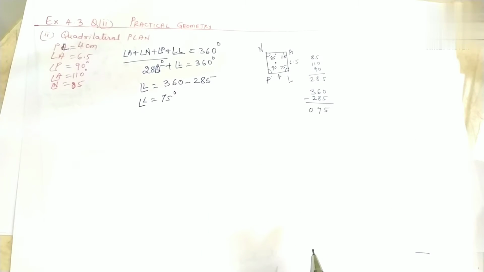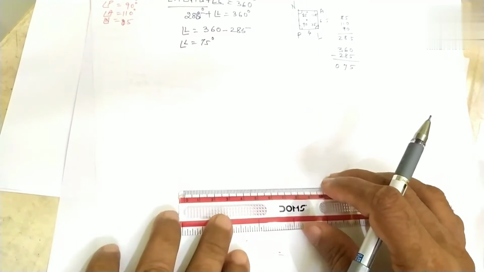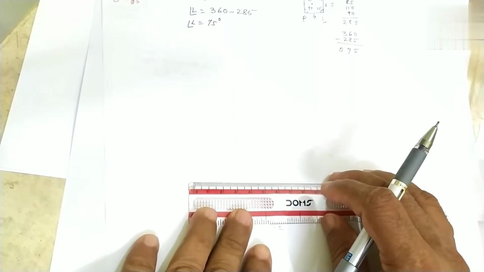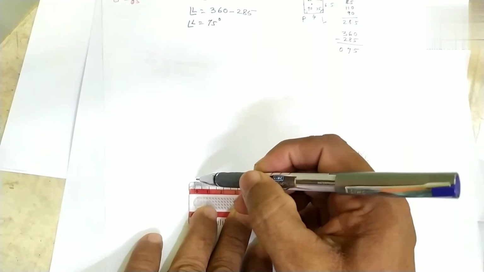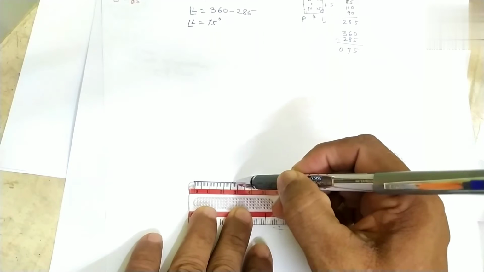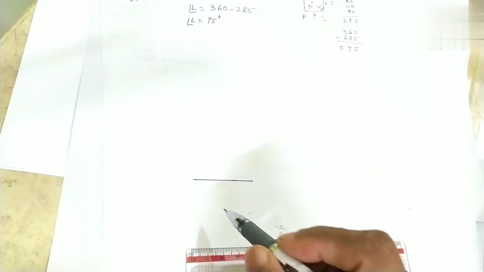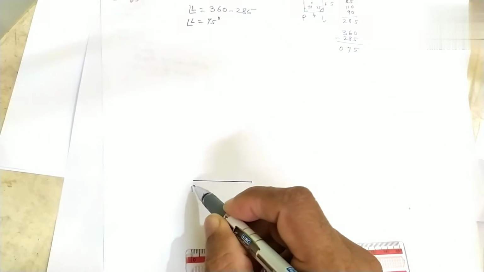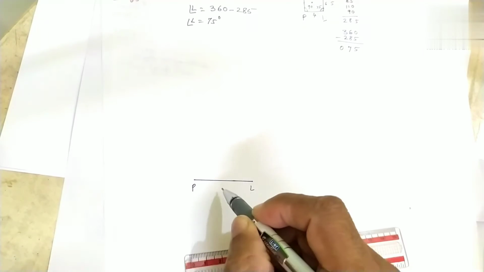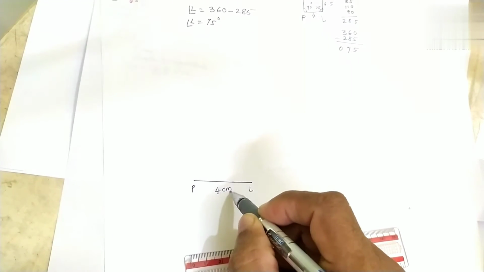So we'll take this 75 and we'll do the construction. So let us start. We'll start with the line segment of 4 centimeters. So this is PL, 4 centimeters.